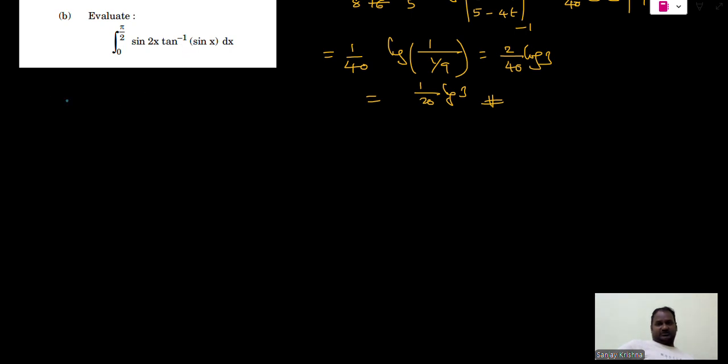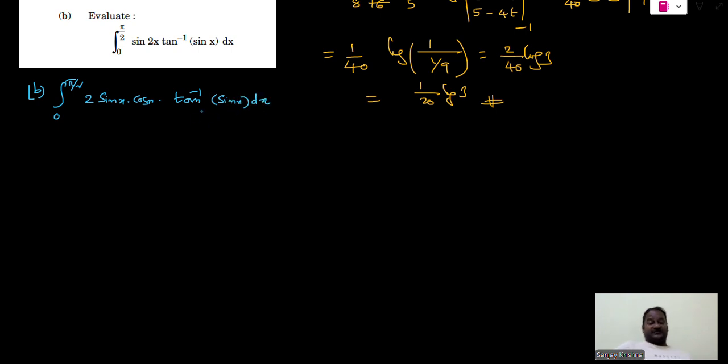Right? So when it cannot be simplified further, what does that mean? It is understood that sin x should be substituted as t. Right? If sin x is equal to t, obviously cos x dx is equal to dt. But where is that cos x dx? That we can figure out from here. So from this integral 0 to pi by 2, sin 2x formula is 2 sin x into cos x, right? 2 sin x into cos x into tan inverse of sin x into dx.